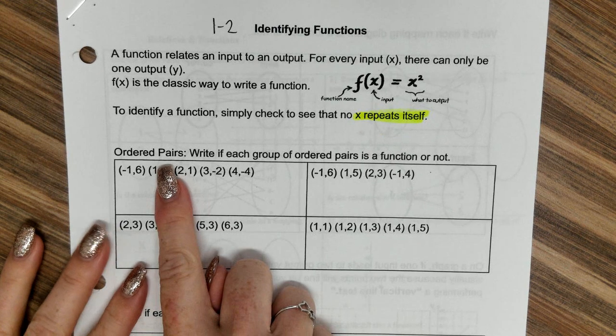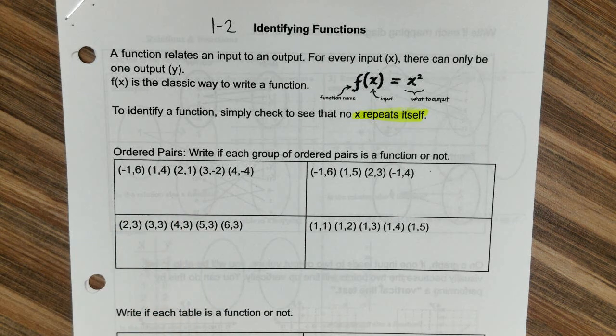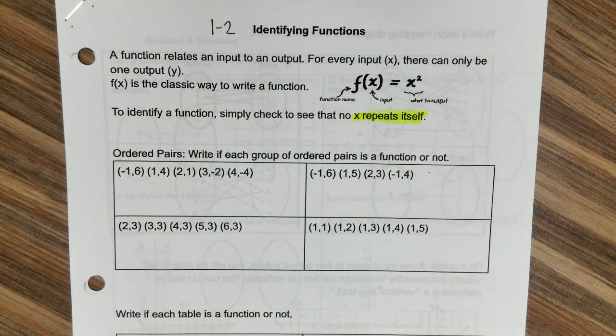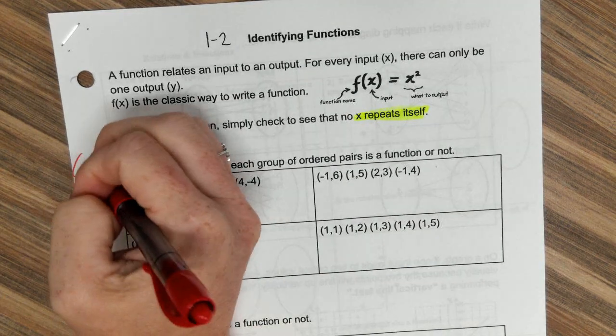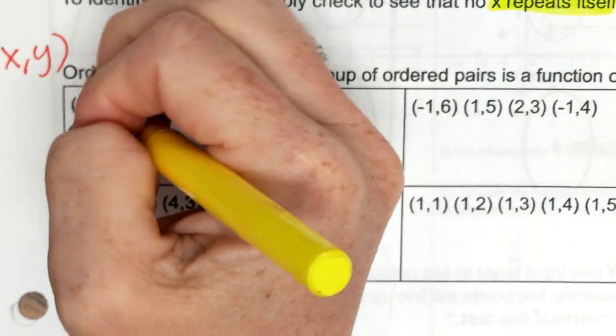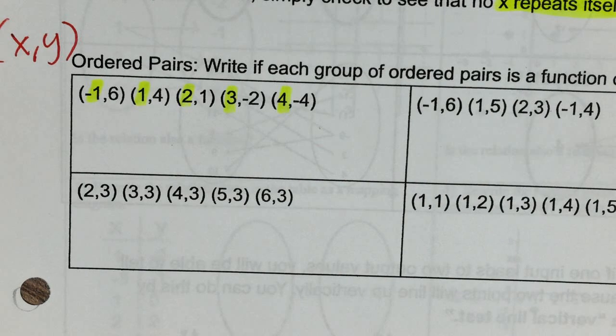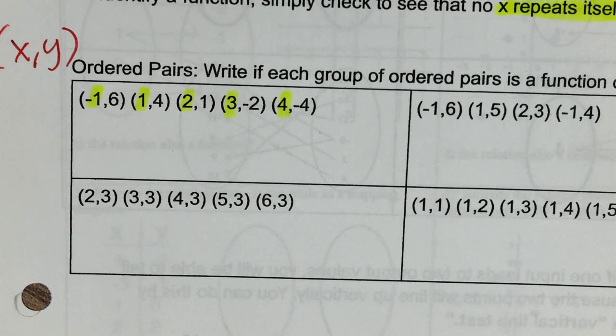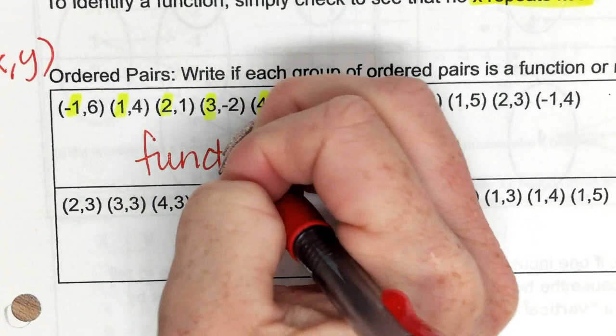So in ordered pairs, all you have to do is look at the x's. So highlight the x's. So real quick, everybody knows an ordered pair is an x, comma, y. Yes? So in an ordered pair, you're going to look at the x values. So highlight your x values. And if none of them repeat, it is a function. So did any of these repeat? -1, +1. Are those the same? No, guys. -1 is totally a different number than +1. 2, 3, 4. Nothing repeated. So yes, this is a function.